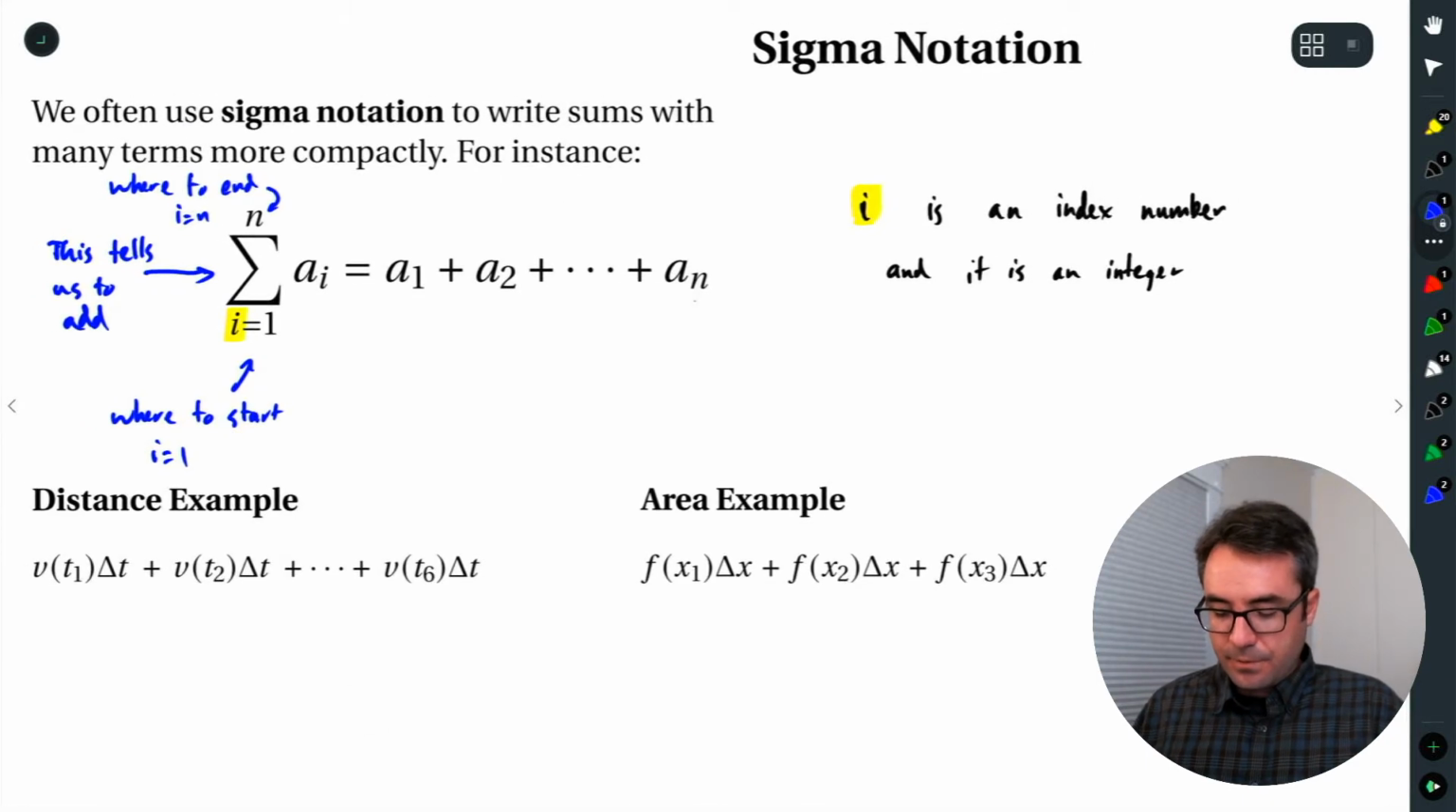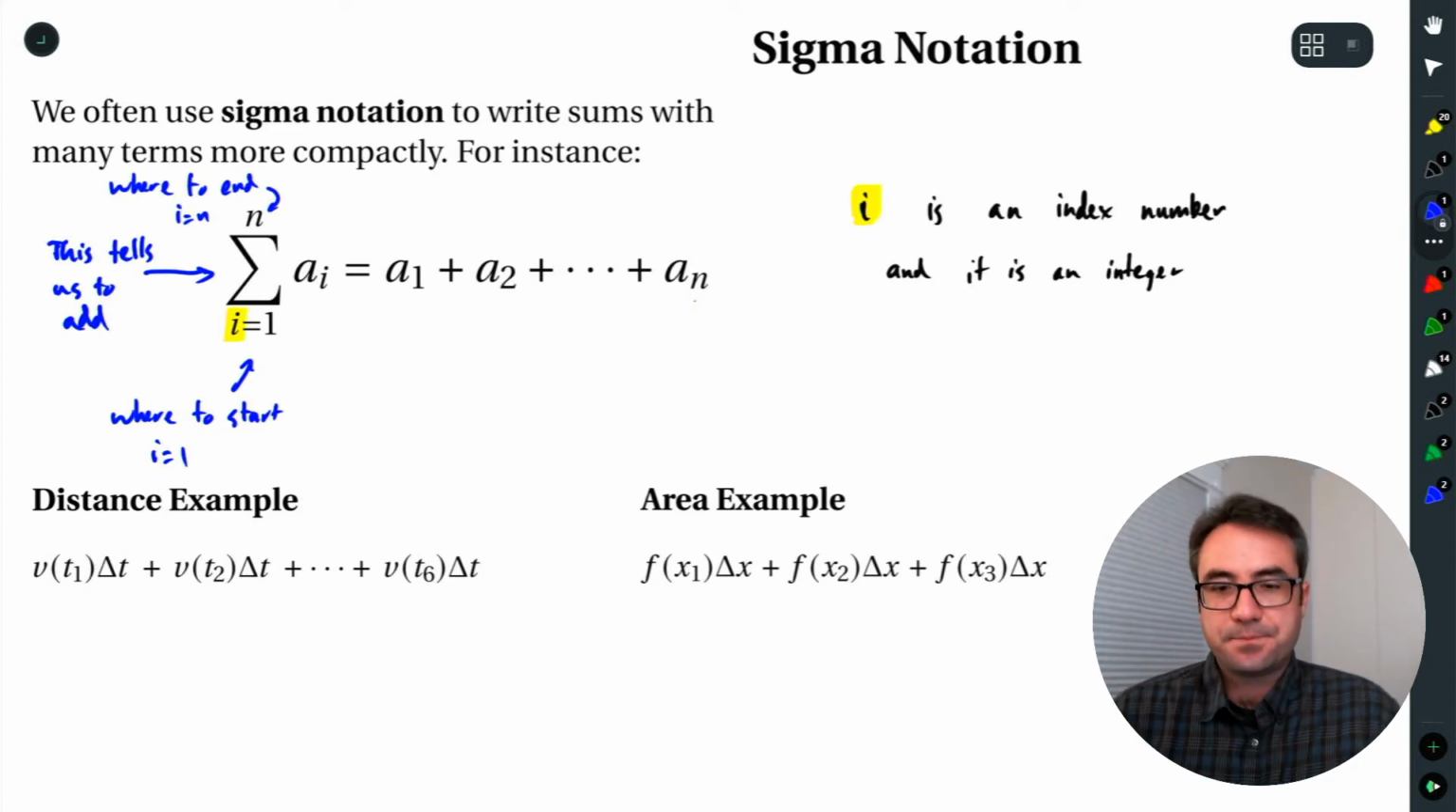And we've looked at the distance example. In that example, we had the velocity at time t1 times delta t, plus the velocity at some other time, t2, times delta t, plus the velocity at time t3 times delta t, up through the velocity at time t6 times delta t. So this is what we did in our first example. We were adding up essentially 6 terms here.